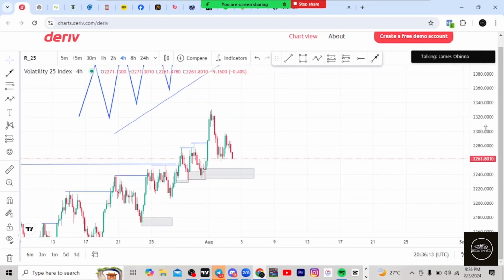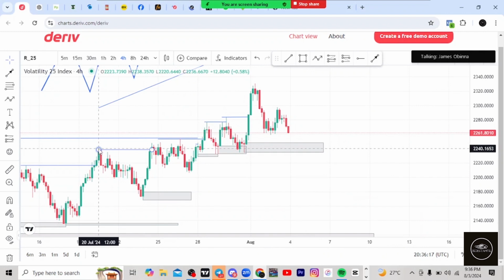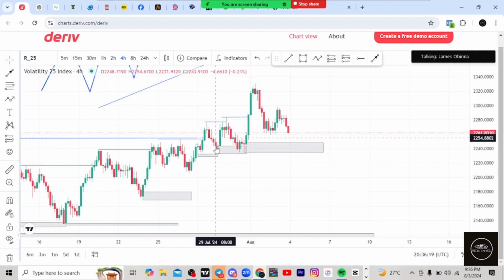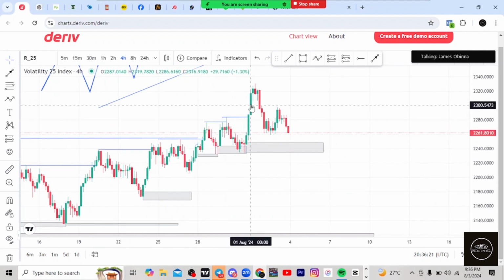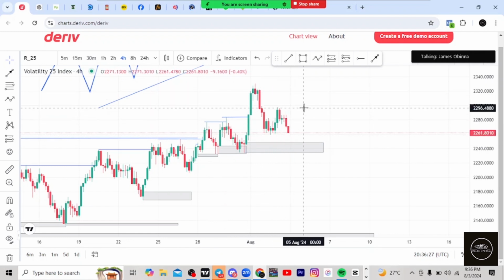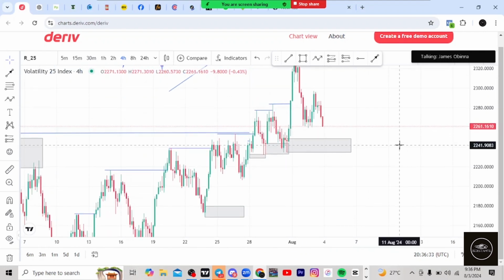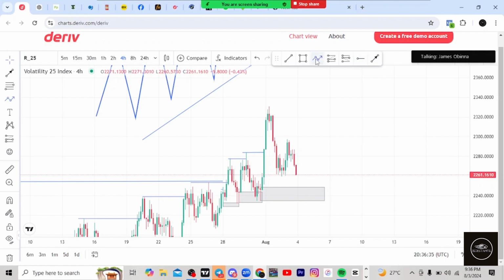So that's what market is doing at this particular place. Market is creating higher high, higher low, higher high, higher low, higher high, higher low, higher high. So market is now pushing to the downside. That's creating a retracement. Do you understand, guys? Market is now creating a retracement to a particular demand zone before continuation to the upside, something like this.